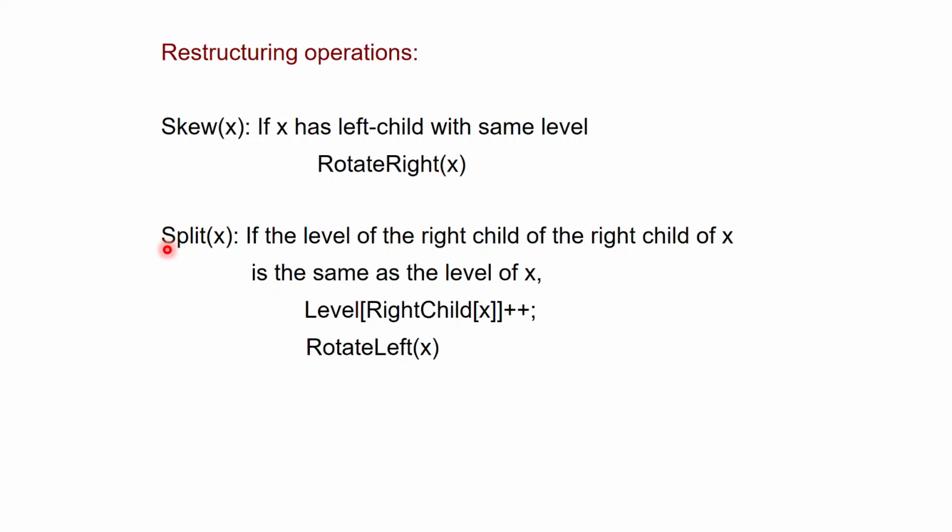Split is another operation. It's going to check if the level of the right child of X, so from X you go right child and right child, you check at this level, checks if that is the same as the level of X. This thing again is not allowed because we only allow a single left-right edge in the same level. If so, then what you do? Well, you're going to pick the right child of X and you're going to increase its level. So you're going to bring it up. If you have X, right child, and right child, you're going to bring up the right child of X, and then you're going to rotate left at X.